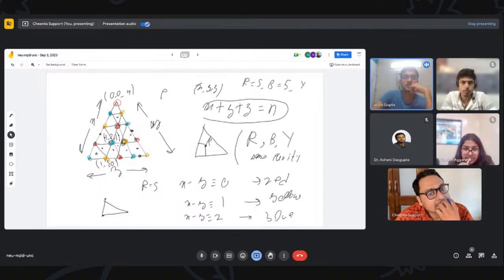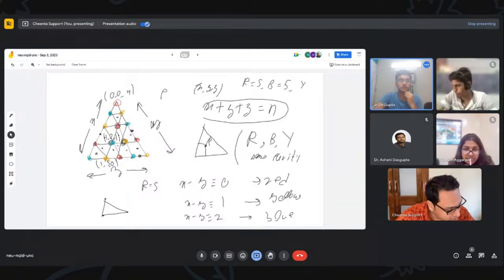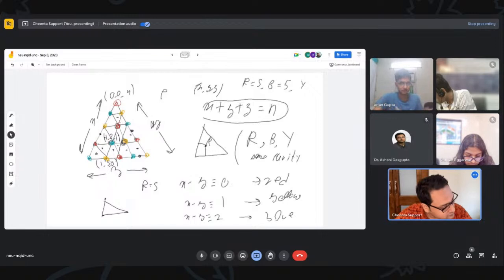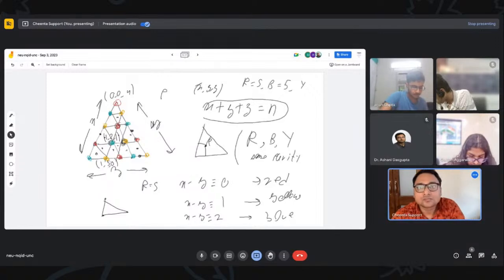Sir, could you please draw a 3 by 3 triangle on page 17? Yeah, 3 by 3 triangle. That's right. So go to 17 first.